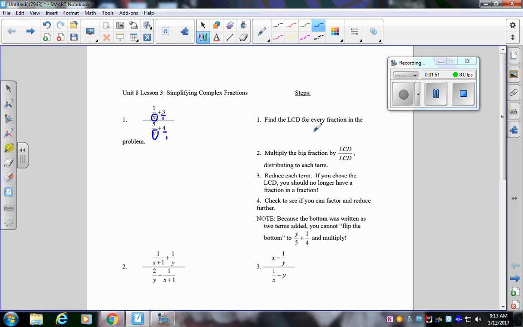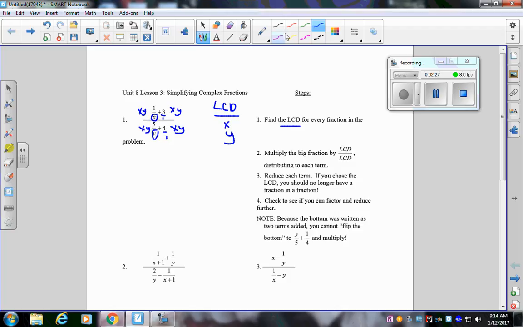So our first step is to find the LCD for every single fraction in the problem. We're going to make our list and write down all the different factors that we see. So I see an x, I see a y, and I don't need to write down the number 1 because multiplying by 1 keeps the value the same, but just be aware that those are fractions. So here's my LCD. I'm going to multiply every single one of those fractions by my LCD because the whole point is to get rid of all those little denominators and just have it end up as one big old fraction.